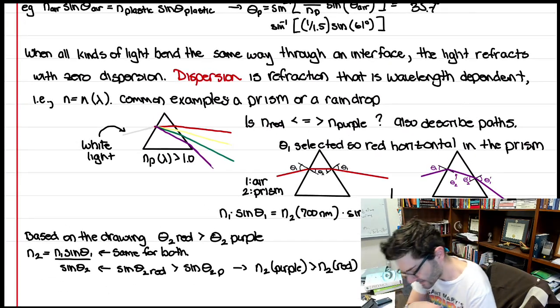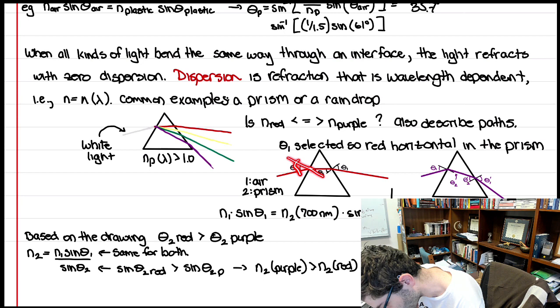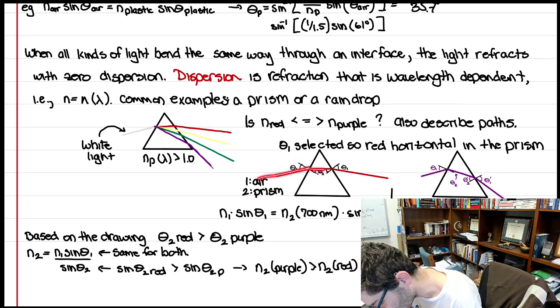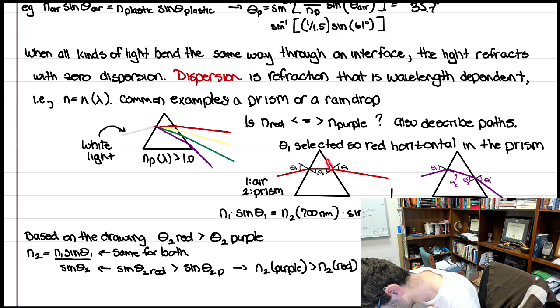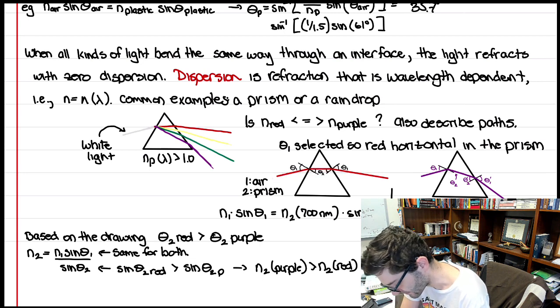So when I go from low to high, or from air to prism, I am bending towards the normal. Notice that I drew this angle to be bigger than this angle, so I'm bending towards the normal. Then when I go from high to low, I bend away from the normal. Once I get to this interface, I can define a normal vector and I bend away from it. And by symmetry, since this was just a horizontal line, it exits at the same angle it came in at.